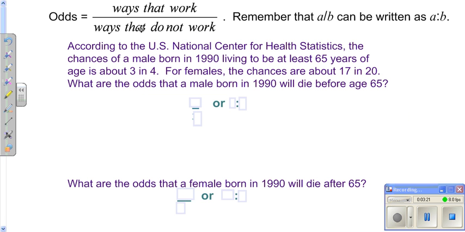Then we have odds. Odds are ways that work for you over ways that don't. And typically odds are written as a fraction or as a ratio separated by a colon.